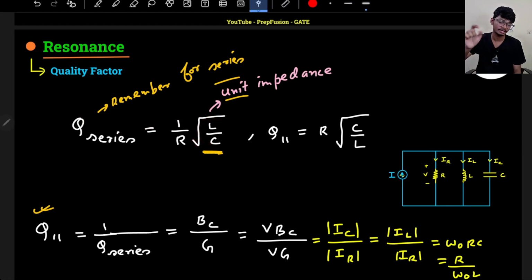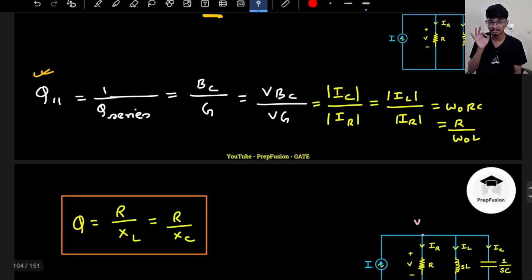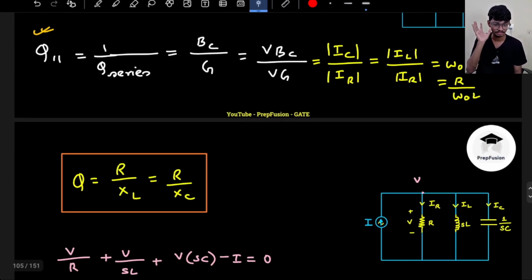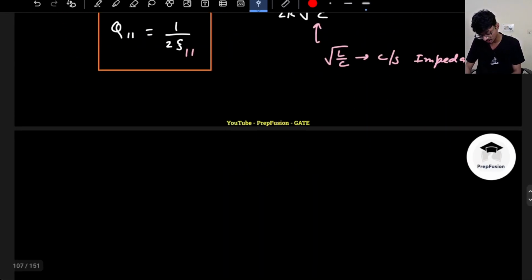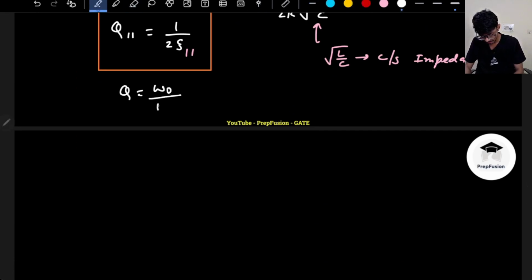Then from there I used to go to the parallel circuit. And how to remember the 3 dB cutoff frequencies, that also I have explained, right? You always remember the 3 dB cutoff frequencies with the help of bandwidth. Also another result of quality factor which will never change, that is quality factor will always be equal to omega naught, the resonant frequency, divided by bandwidth.